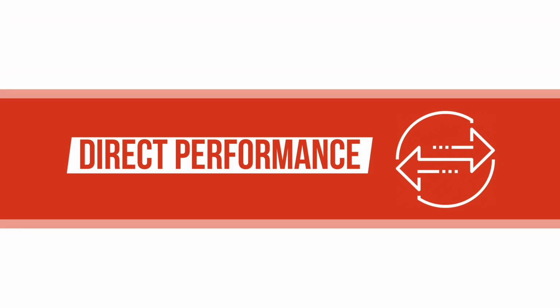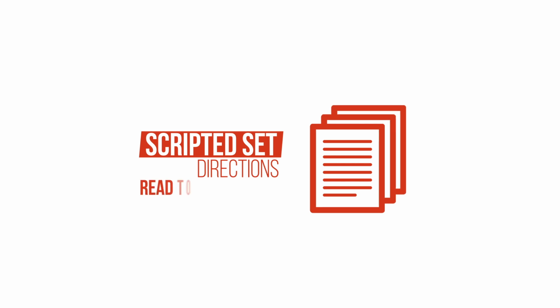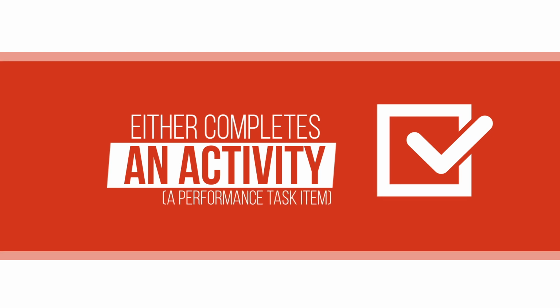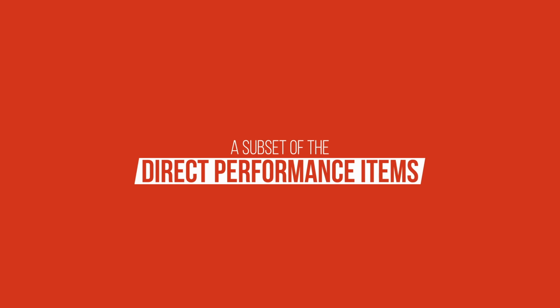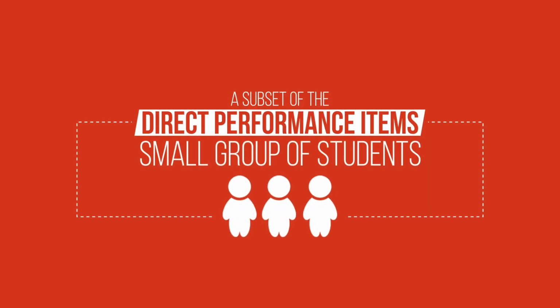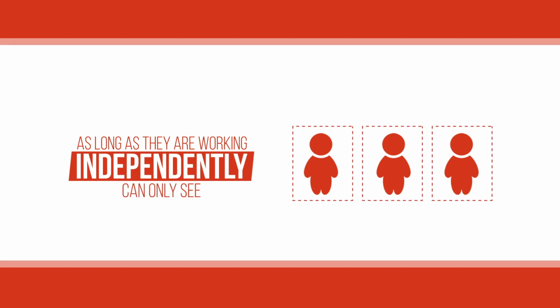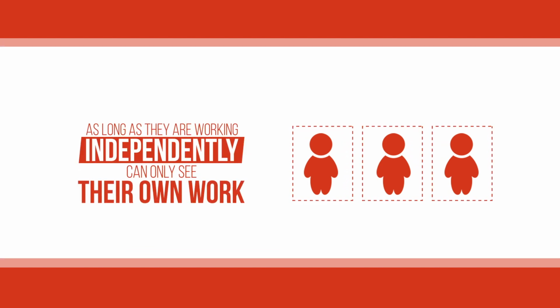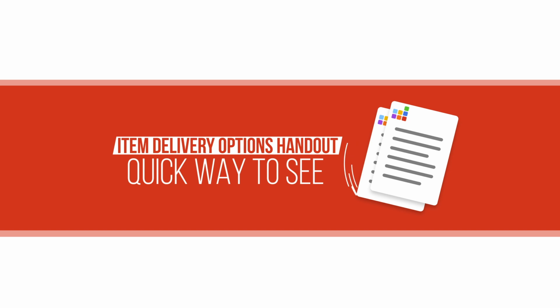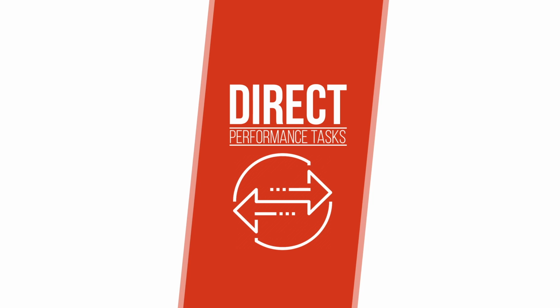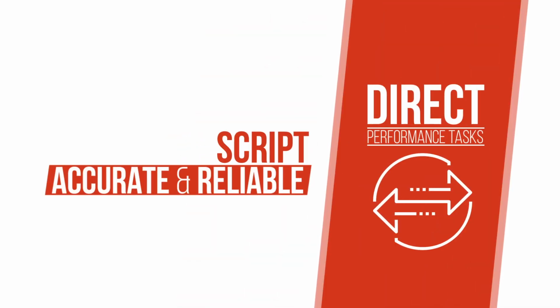In a direct performance item, a scripted set of directions is read to the student. The student then either completes an activity, a performance task item, or chooses a response from a set of possible answers, a selected response item. A subset of the direct performance items can be administered to a small group of students as long as they are working independently and can only see their own work. The Item Delivery Options handout is a quick way to see which items could be administered in a small group setting. For all direct performance tasks, it's important to carefully follow the script in order to ensure accurate and reliable scoring.